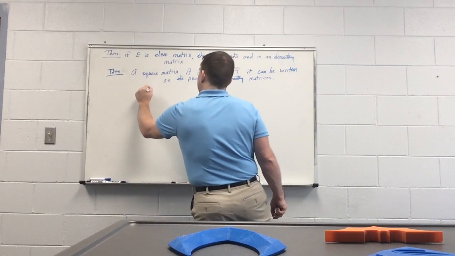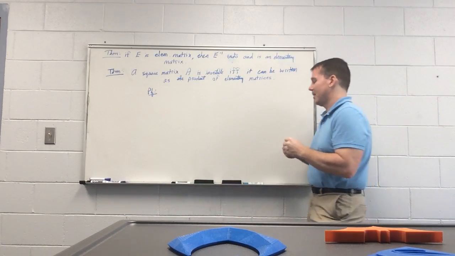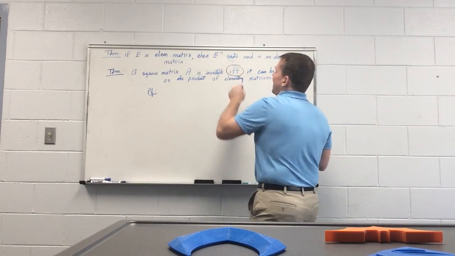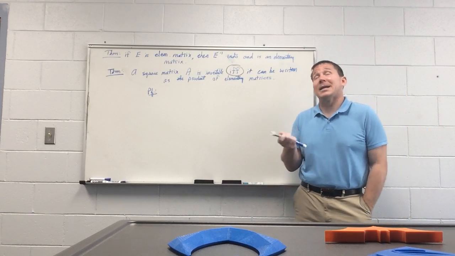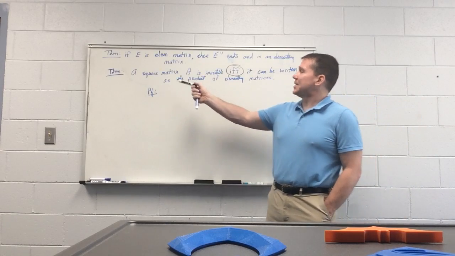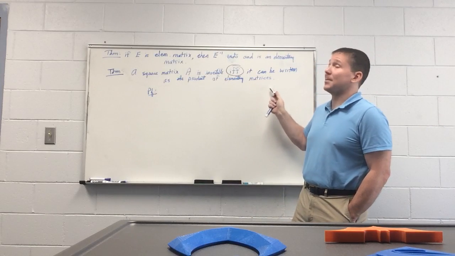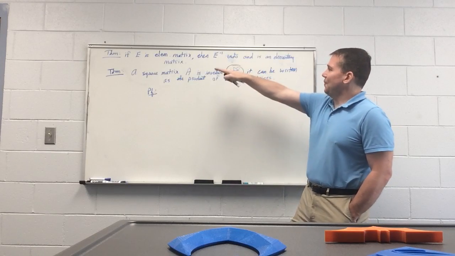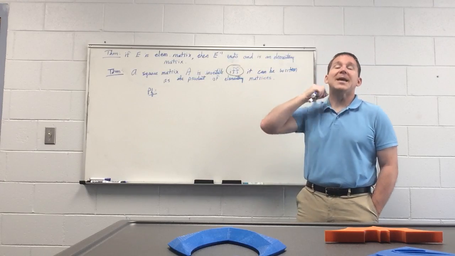Now, just to make sure we're clear, if you have seen this before, that's good. If not, this IFF right here means if and only if. Essentially, it means that's a two-sided theorem, or a two-sided proof. What you have to show is, if you have a square matrix A that's invertible, then it can be written as a product of elementary matrices. And you have to go in the other direction. If you have a square matrix A that can be written as a product of elementary matrices, show that A is invertible.